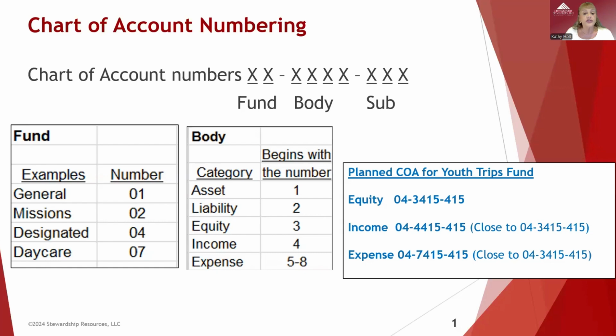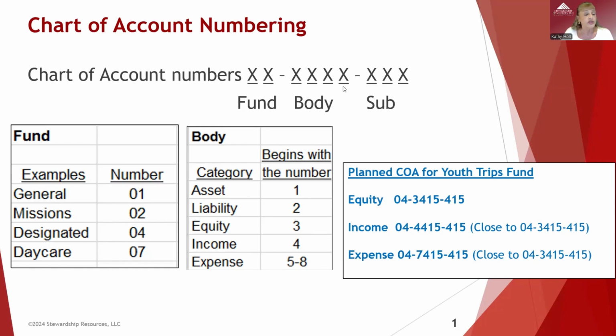Okay, so the first thing we need to talk about is how the chart of account numbering is set up in PowerChurch Plus. Notice there are 2 numbers, then 4 numbers, then 3 numbers. The first 2 numbers is the fund. Like we talked about last time, you can set up different funds, or different sets of chart of accounts, in PowerChurch Plus. So that would be your first 2 numbers.